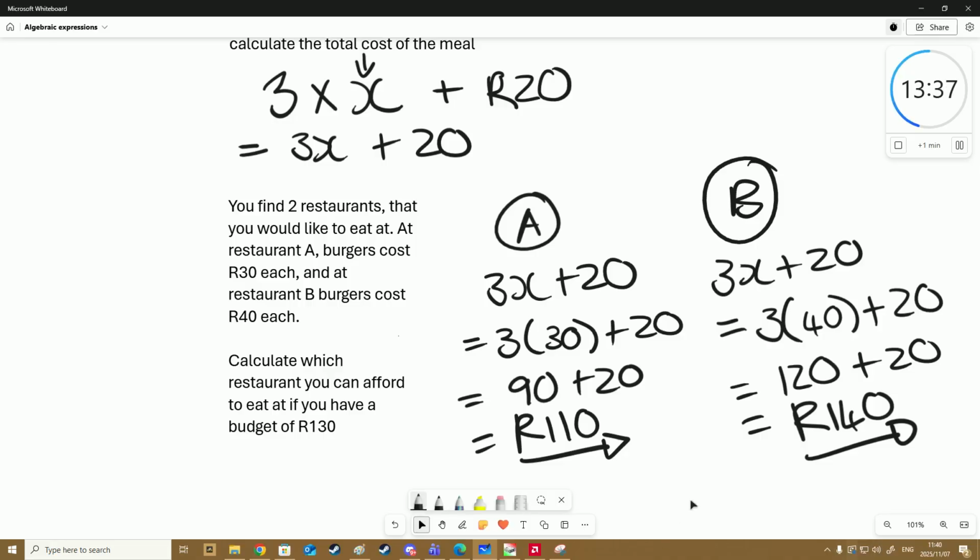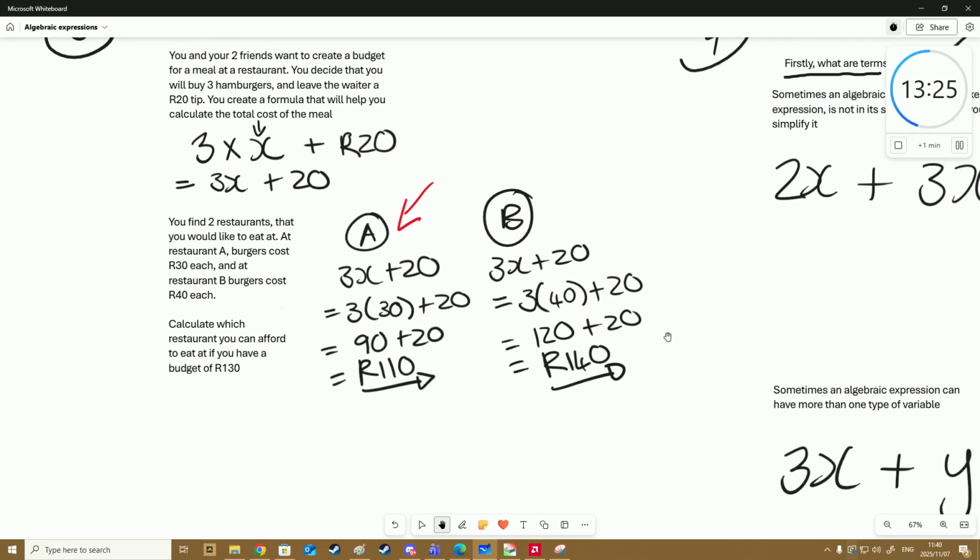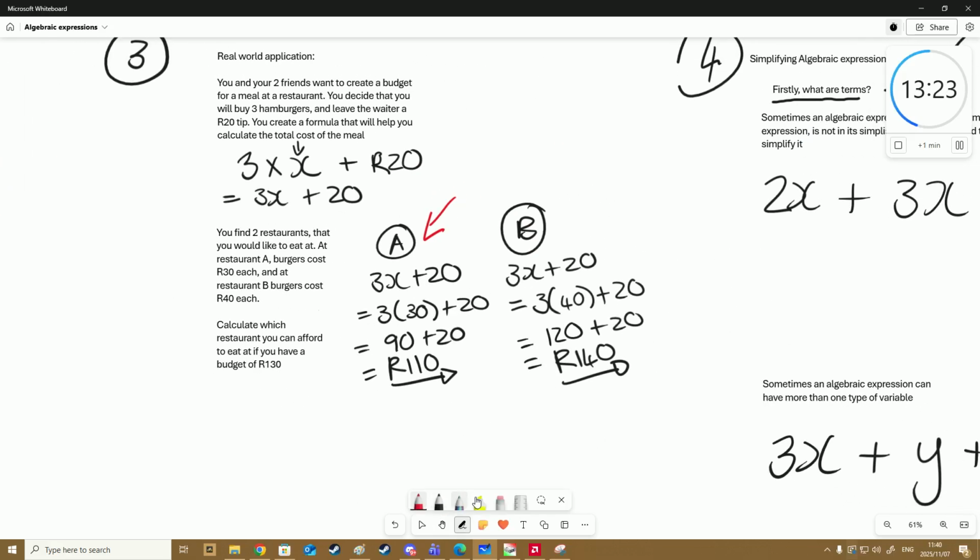At which of these two restaurants can you afford to go eat with your friends? That's right, it's restaurant A. So that's an example of how we can use algebra in real life settings.